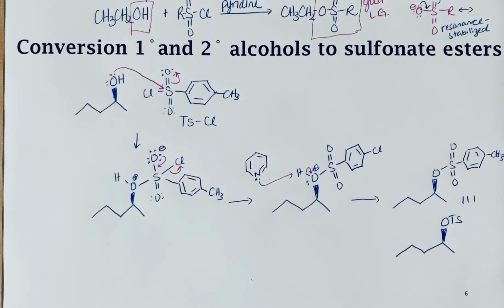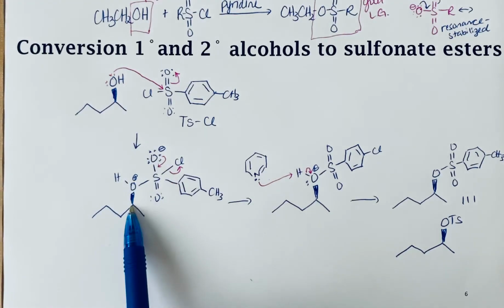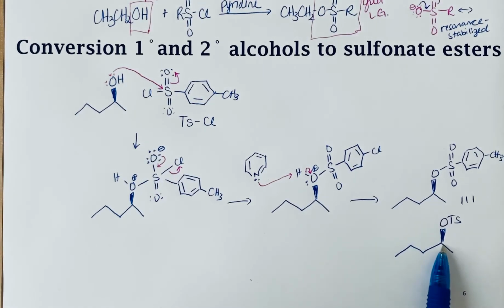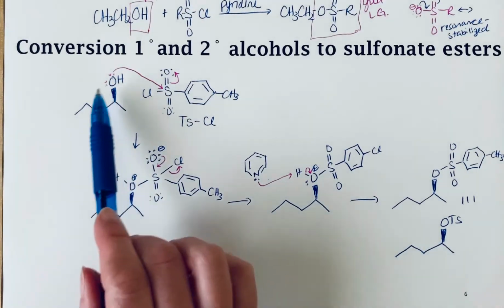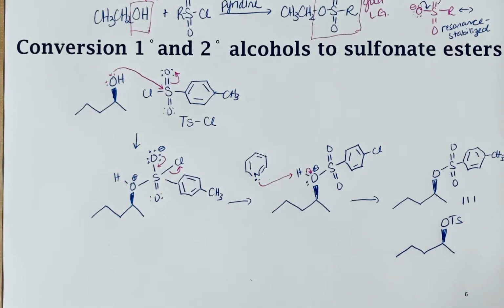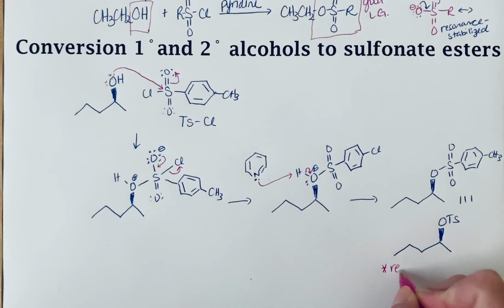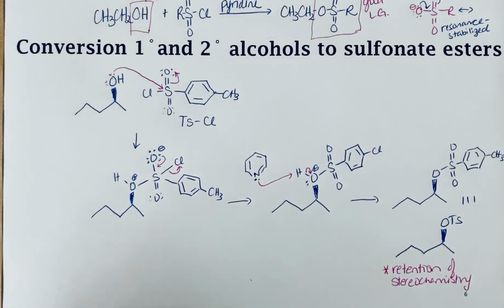Here's a key thing to note about the stereochemistry. That chiral carbon was not attacked at any step in this mechanism. All of the chemistry took place between the oxygen and the sulfur. So when you take an alcohol and convert it into a sulfonate ester, if you have chirality, you see retention of stereochemistry. That is an important thing to note. Some of the other methods we have seen either racemization of a chiral center, or inversion. In this case, we see retention.